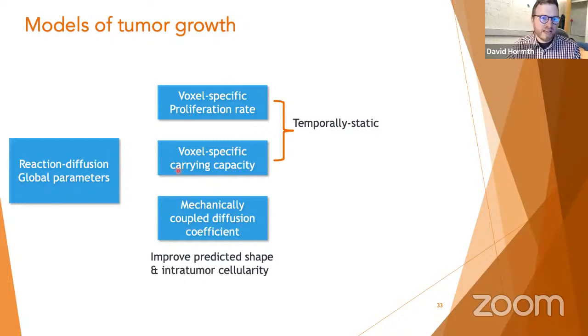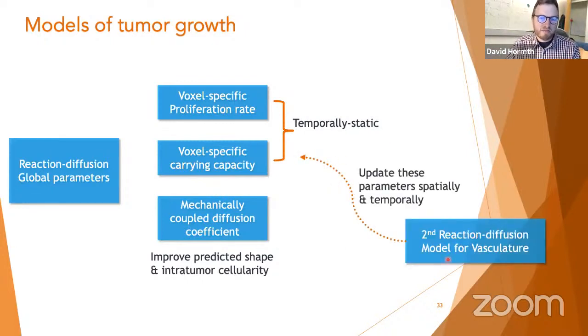But one downside of having these voxel-specific proliferation rates or carrying capacities is that they're temporally static. So it's going to be the same value that you calibrated for the remainder of the simulations. And one shortcoming of this was it maybe didn't predict areas of necrosis that developed outside of that calibration stage.